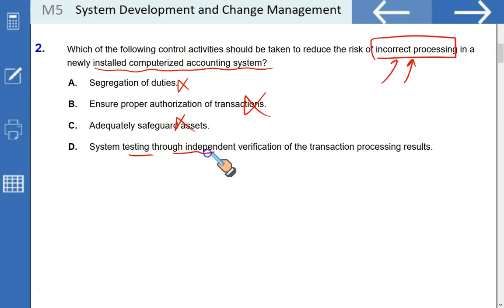System testing through independent verification of transaction processing results. Independent verification, this is true. System testing through independent verification of transaction processing will help us effectively address the risk of incorrect processing when you install a new system. So this is the perfect option and our right answer.